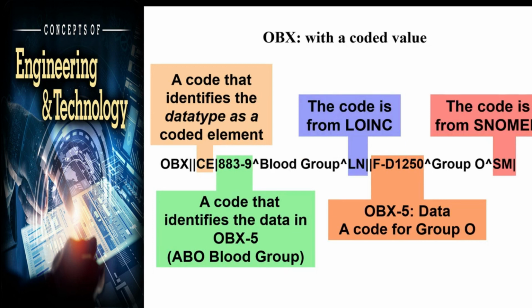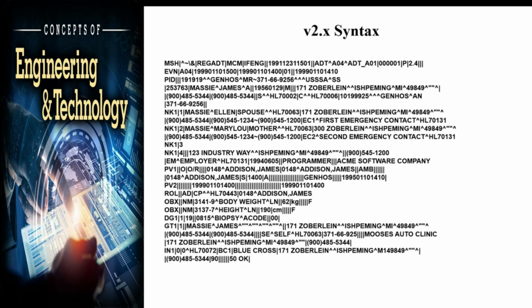OBX with the coded value. We have the data type as a coded element. Then we have the code that identifies that data in OBX5, so the blood group and all those things. Then we have the code from the Linux, and then we have the group, which group. So this is the entire syntax we have here. When you understand, I already told you, I showed you the PIDs and all those things.